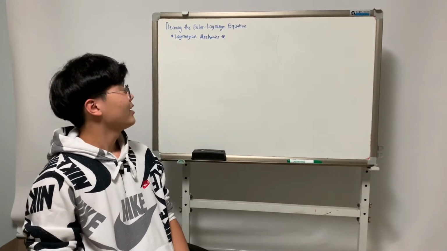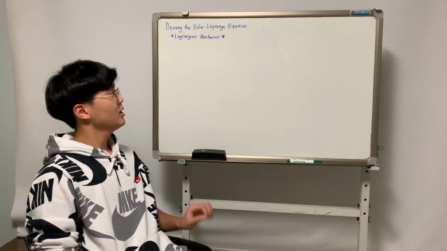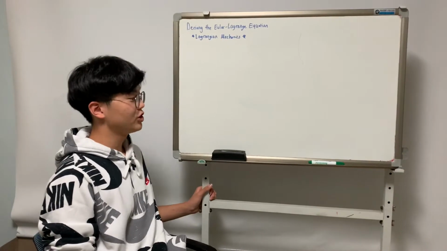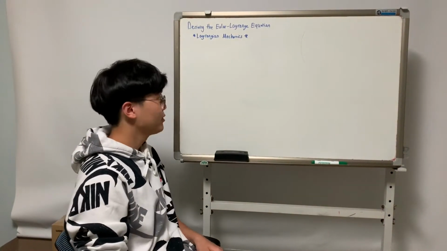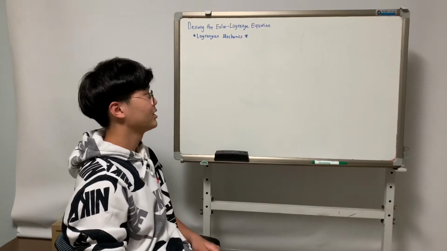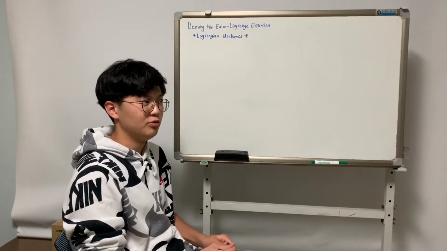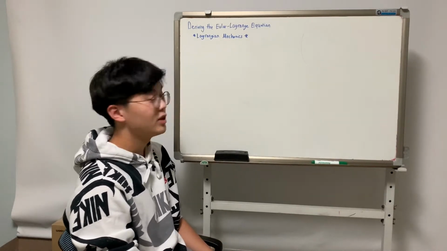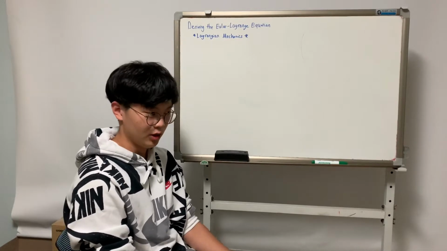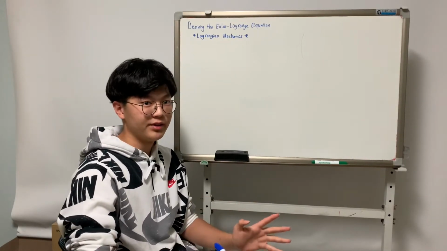Today we're going to talk about deriving the Euler-Lagrange equation, which is basically the equation that describes Lagrangian mechanics. And before we do that, I am going to talk about the calculus of variations and what it really means to be optimizing a function L. So, before talking about a function L, we first have to talk about a function. How do we optimize a function?